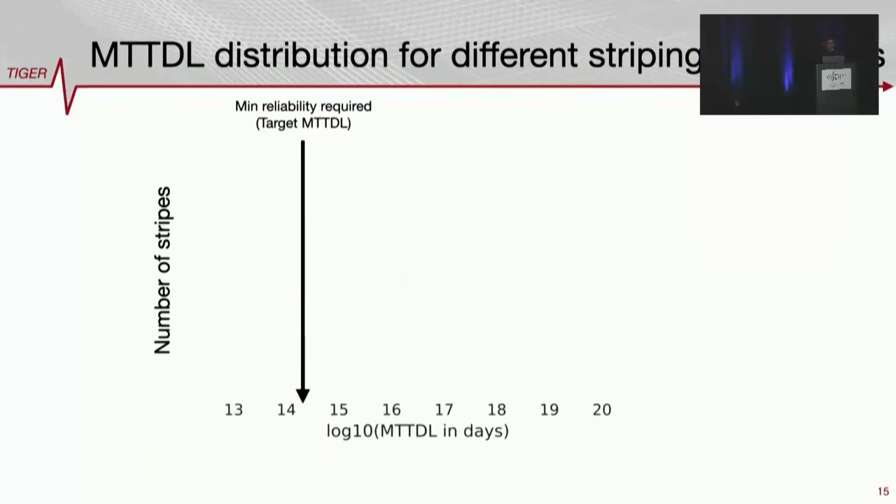Okay. Now, let us look at how the MTTDL compares across the different striping techniques. So in this plot we have the MTTDL on the x axis, and I am going to talk about the different striping mechanisms on the y axis.